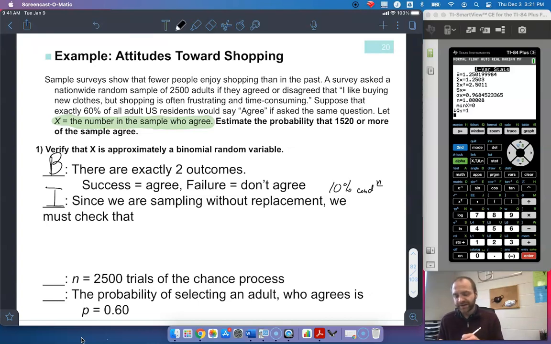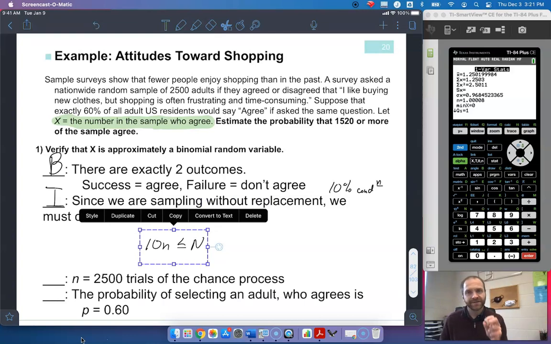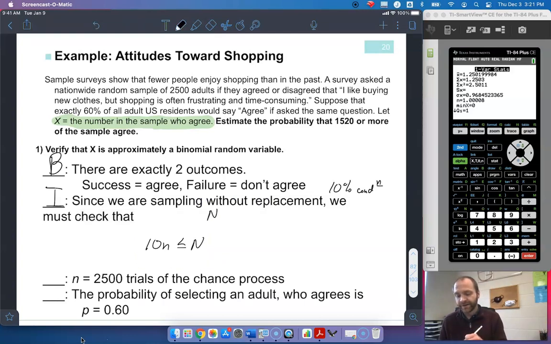Is my sample size, if I take 10 times my sample size, is that smaller than my population? I used a capital N there. I have yet to even state what capital N is. I better, if I want to use it, I better define it. My capital N is my population. My population in this case is all U.S. adult residents. Now that I defined it, I can use it. So 10 times my sample size, 10 times 2,500, so 25,000 less than or equal to N.